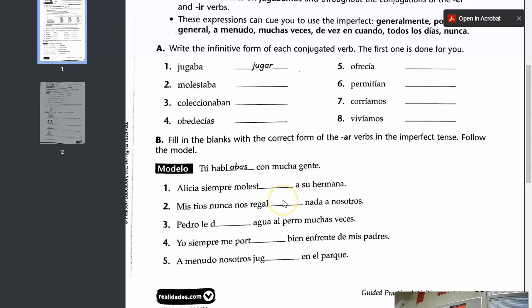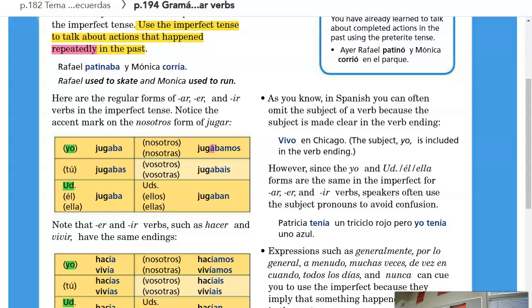But bottom line, we need to figure out the ending. And who are we talking about? We're talking about mis tíos, my aunt and uncle, or my aunts and uncles. It's a plural subject, yeah? Mis tíos. So we know our ending isn't going to be one of these three because those are for singular subjects, right? So we're going to pop on over to our plural side.